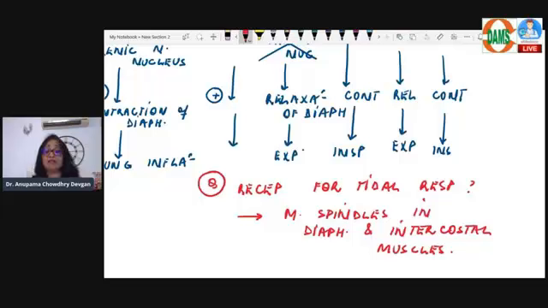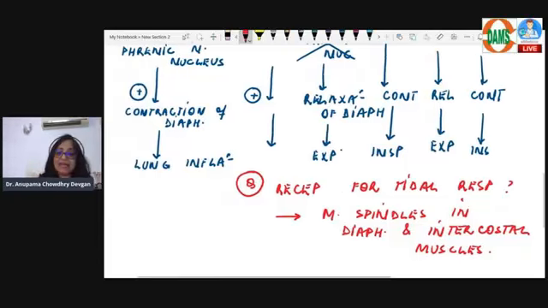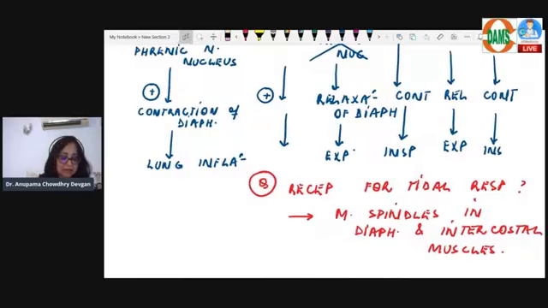These muscle spindles, if you remember, are receptors for muscle length. So these muscle spindles give feedback information into the medulla, right? So muscle spindles of the diaphragm and intercostal muscles are the receptors for tidal respiration, right?